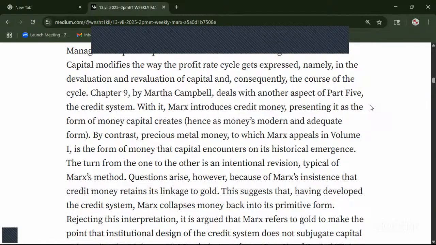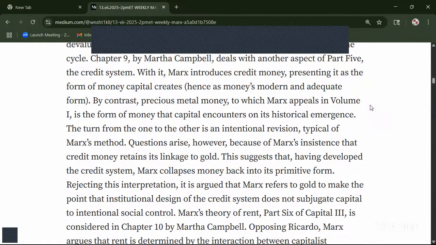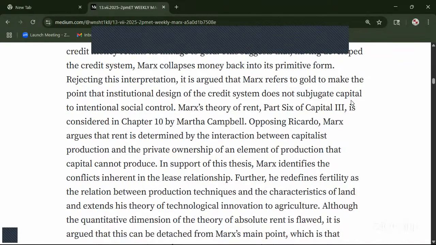Questions arise, however, because of Marx's insistence that credit money retains its linkage to gold. This suggests that, having developed the credit system, Marx collapses money back into its primitive form. Now, rejecting this interpretation, it's argued that Marx refers to gold to make the point that the institutional design of the credit system does not subjugate capital to intentional social control.